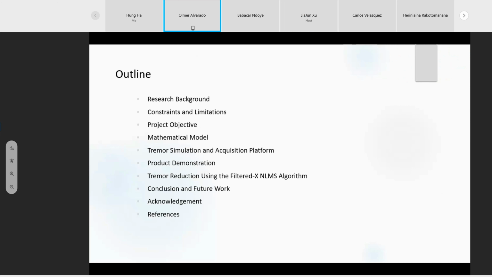This is the outline for today's presentation. First, we will give brief background information. Then we will highlight some of the constraints we had. We will discuss the main objective of this project, as well as a mathematical model that we developed. Then we will go over a tremor simulation platform and show a product demonstration. Then we will move on to the tremor suppression aspect of this project, and then our conclusions.